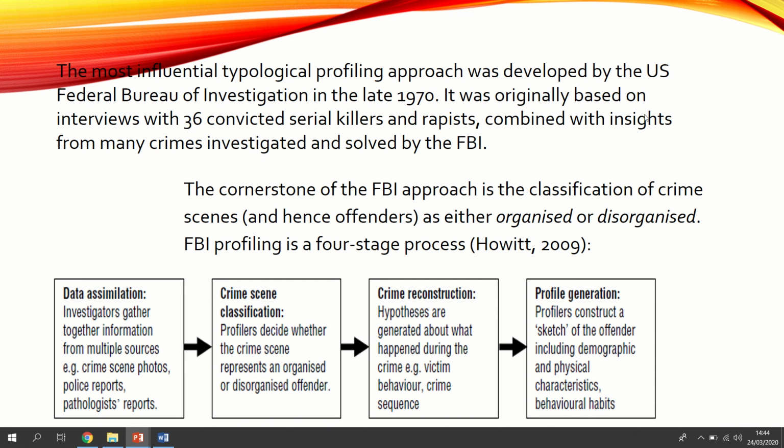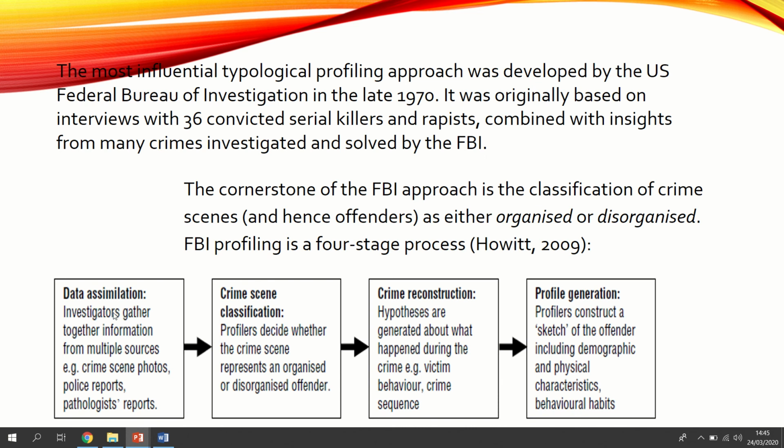Okay, so the most influential typological profiling approach was developed by the US, and that's the top-down approach. It was originally based on interviews with 36 convicted serial killers and rapists, combined with insights from many crimes investigated and solved by the FBI. The cornerstone of the FBI approach is the classification of crime as either organised or disorganised, and the FBI profiling is a four-stage process.